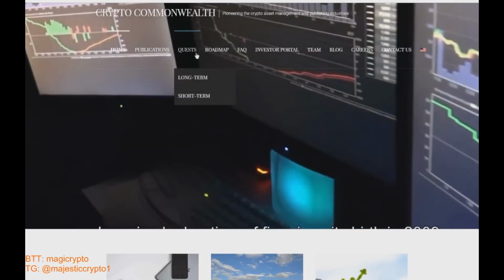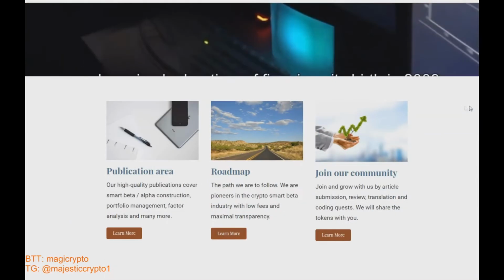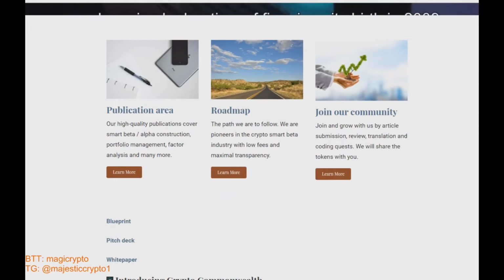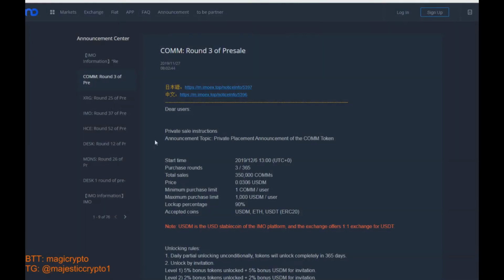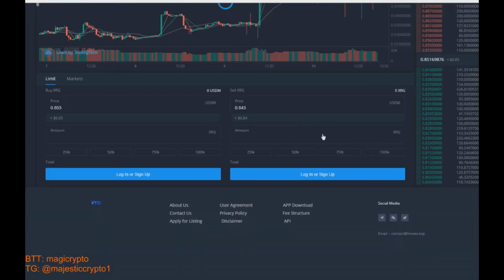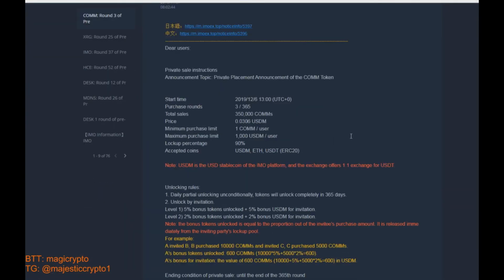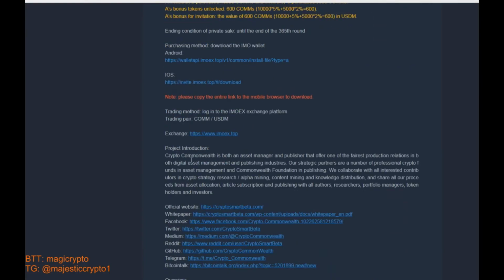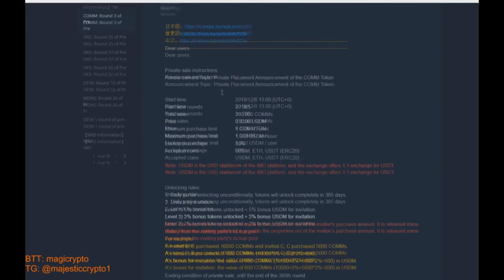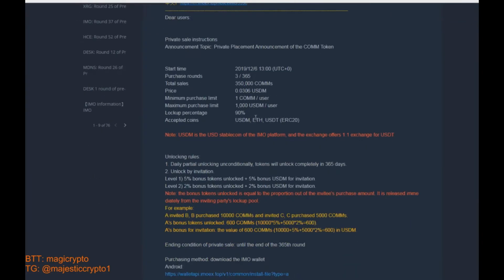industries fundamentally. The token ticker is named COMM on the IMO exchange, and we can see right now that on the 6th of December the presale started and the price was 0.03 USDM. Here is the personal information of the COMM project. As you can see, 1 billion COMMs.